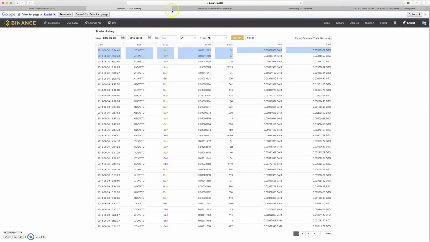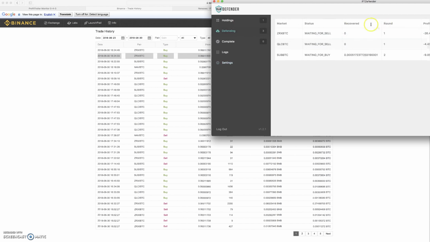So if you look at your exchange account, you'll see two separate buys. The first one is Profit Trailer initiating a buy on ZRX. My holding that I just started defending, and this was amazing that it actually worked real time live.